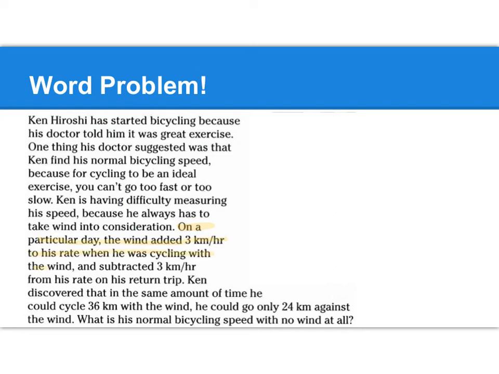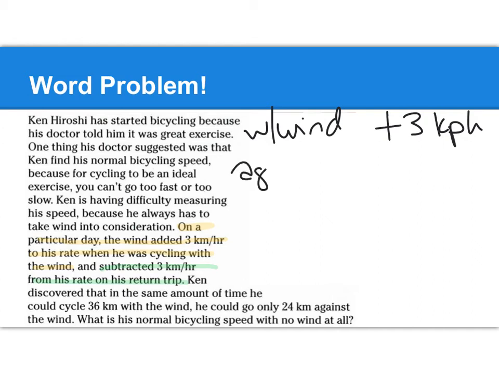when he was cycling with the wind. So we'll make a note of that. That when he is cycling with the wind, he gets a 3 kilometer per hour advantage. It also states that when he is going against the wind, in other words, on his return trip from wherever he rode his bicycle to, he has lost 3 miles. So when he is against the wind, he is losing 3 kilometers per hour.